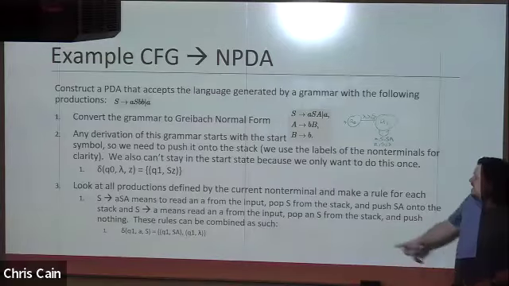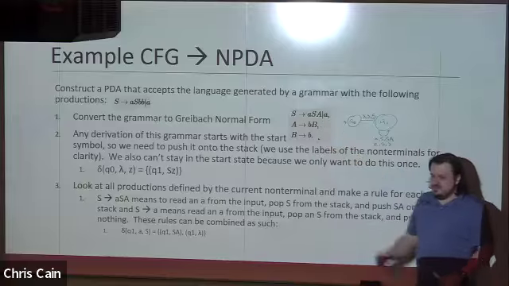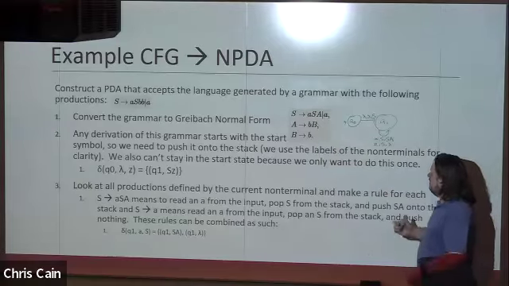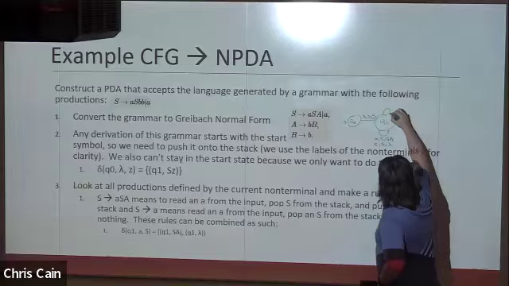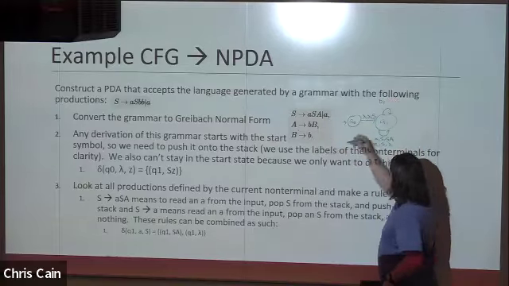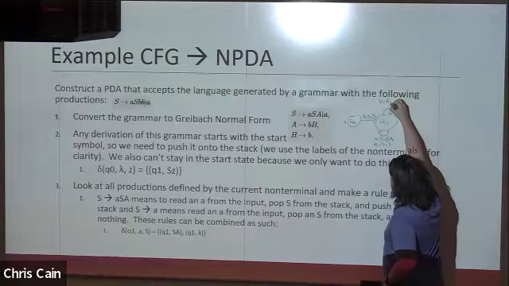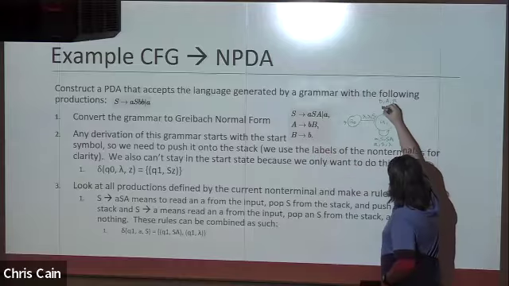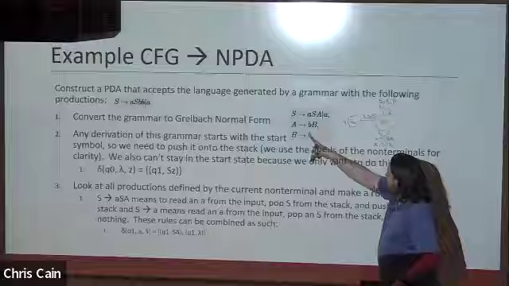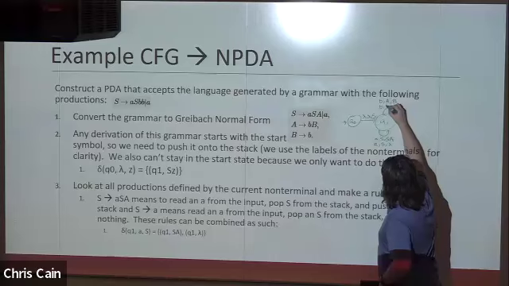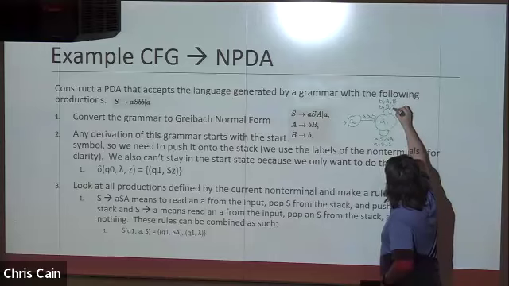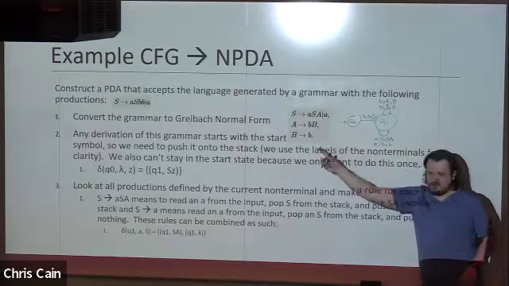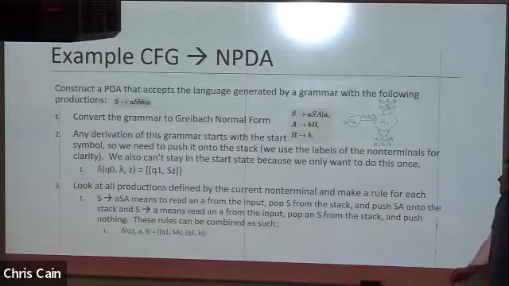Then we need to continue. We have two more to evaluate here. From this Q1, we could read a b in the string. We could pop an A off the stack, and we could push a B onto the stack in its place. Or we could read a b, pop the capital B, and push nothing. And that defines all of the rules that are possible within this grammar.